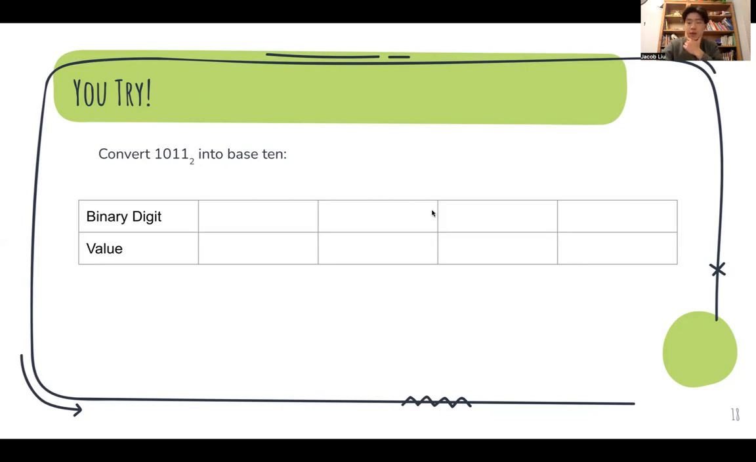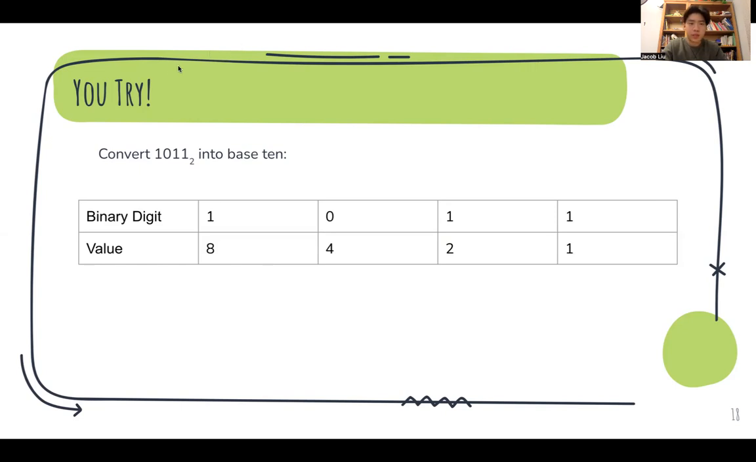Okay, so now we're going to work through this together to see if you got it right, or to get some more practice if you got stuck. Again, you start with 1 and then you double it every time as you go left. So 1, 2, 4, 8 down here. You just plug in the binary digits.